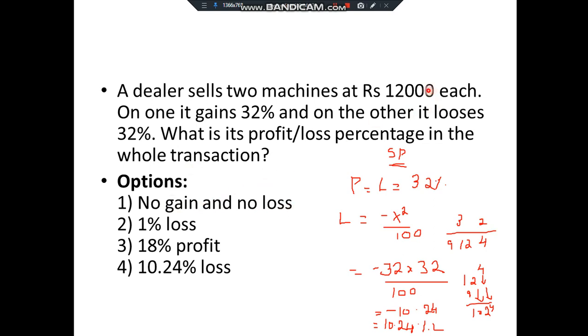So I have already told you, when you have selling price same profit and loss percentage, then what you will have to do is, it is always a loss percentage which is equal to minus x square by 100. So here x is nothing but 32. So 32 square is nothing but 1024 divided by 100. So 10.24% loss. Okay. So these are few questions that I have taken from the previous year question papers.